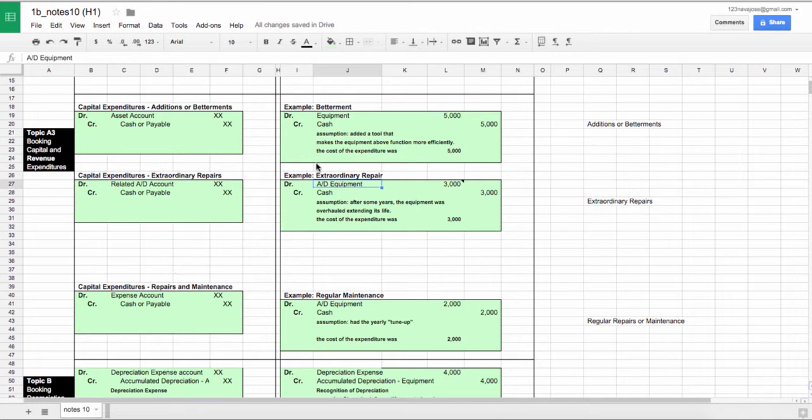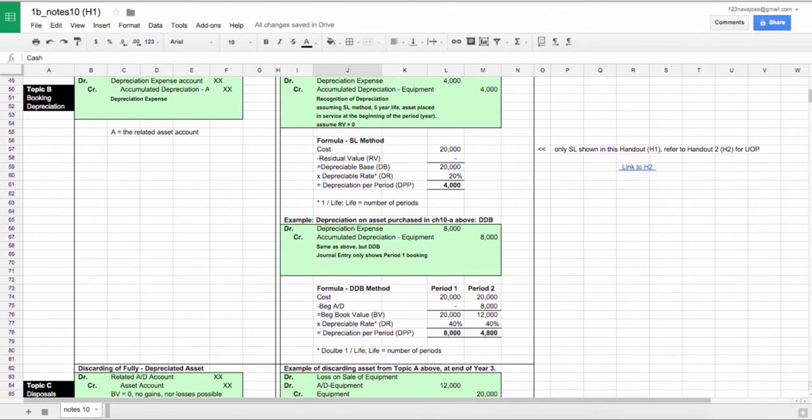If the expenditure doesn't provide either more capacity, an improvement, or more life, then it falls into the category of regular repair or maintenance. In that case, you're simply going to have an expense. Actually, this is wrong, I'm going to switch it right now. It will be basically maintenance expense and then cash out.